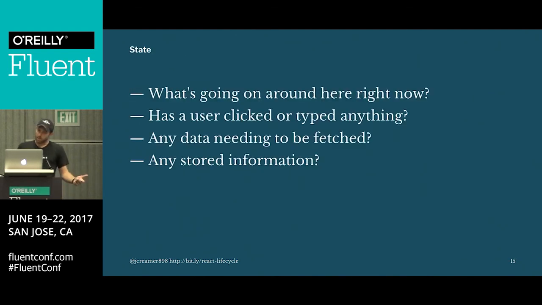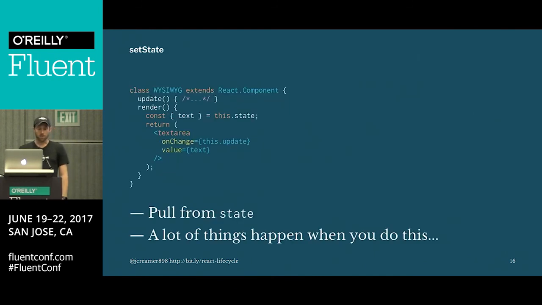So I use the word state a lot, and I like to put a definition around what state actually means, because it's one of these words you hear thrown around a lot. I like to think of state as what's going on around here now. Has the user clicked or typed in anything? Is there any data that needs to be fetched? Anything like this? And so you use state in React by calling setState. Probably everybody's done that. And a lot of things happen when you call setState.